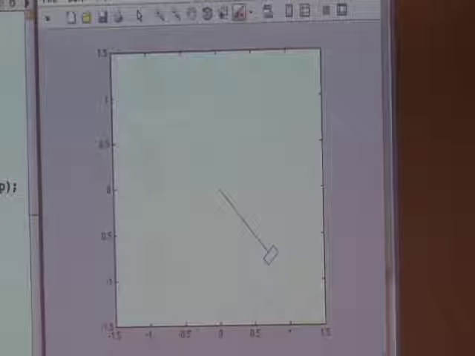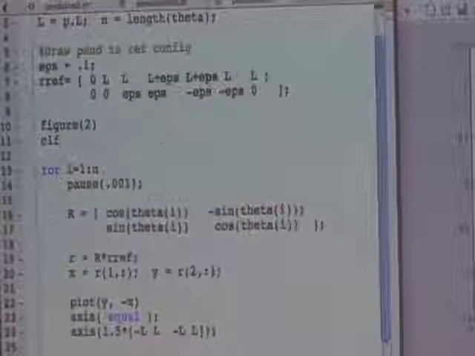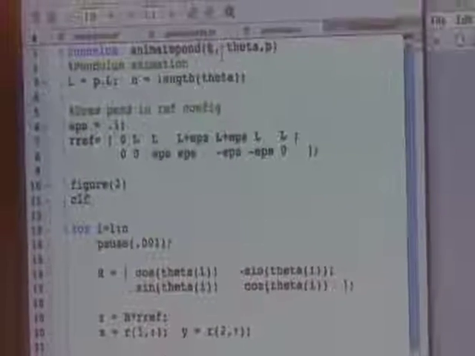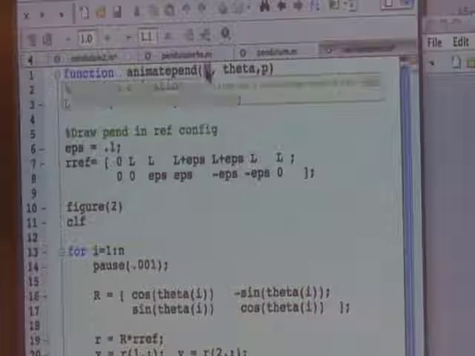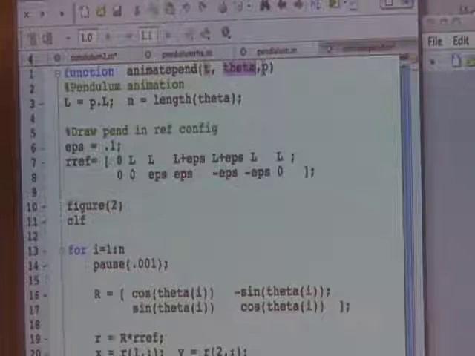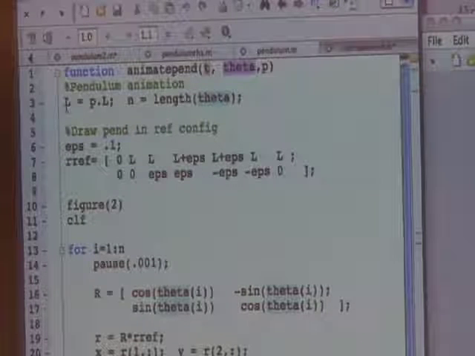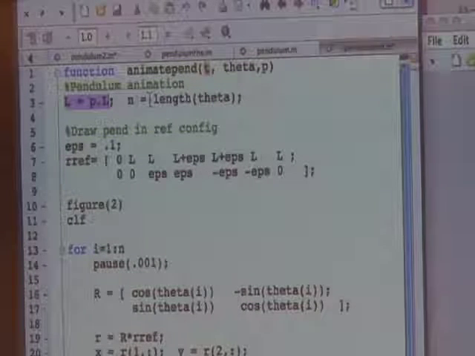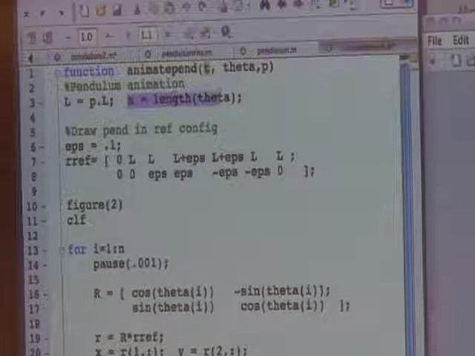Okay, now we'd like to see how does this animation work, and what I've done is I've just modified the code from last class to serve this particular problem. So coming in is a list of times that I'm going to make a plot and a list of angles and the parameters. From those parameters, I'm going to extract the length of the pendulum. I'm going to say how many points I'm plotting for.